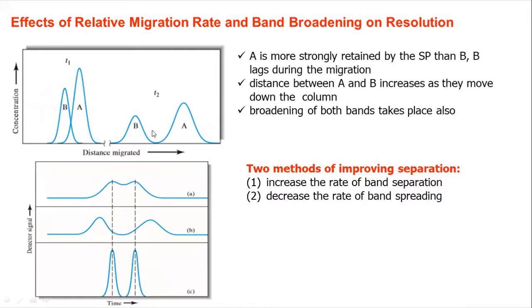So distance between A and B increases as they move down the column. Broadening of both bands takes place also. So the broadening ato nang ma-discuss later. So two methods of improving separation: increase the rate of band separation and decrease the rate of band spreading.